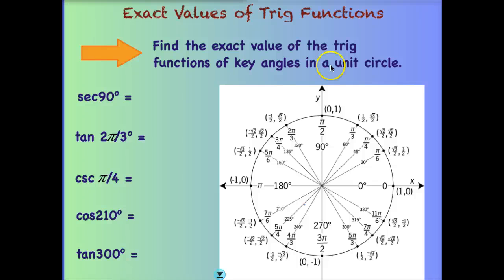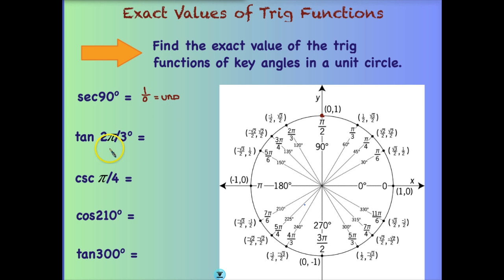90 degrees we know is right here, and we know the exact value there is 0, 1. So how can you find the secant? Remember that secant is the reciprocal of the cosine. So what is the cosine at 90 degrees? Well, the cosine is 0. So the secant would have to be the reciprocal of 0 over 1, which is 1 over 0, which doesn't exist. So we would say that the trig function's exact value here is undefined.